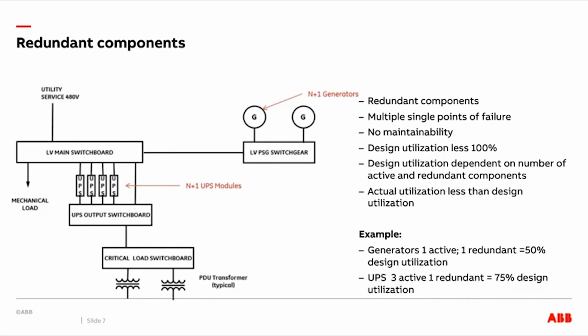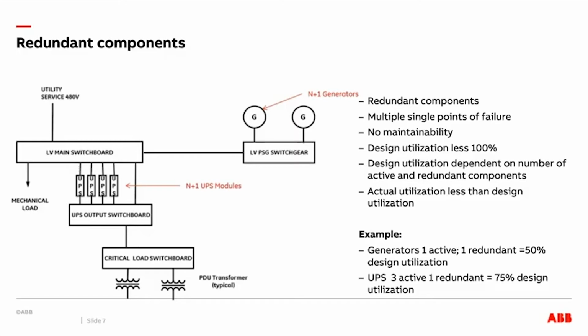A design with a single path and redundant components, referred to as an N+1 system, improves the reliability and the maintainability of the system by the use of redundant components, but there are still single points of failure. A single UPS module or single generator may be maintained without impacting the critical load, but many other components cannot be maintained without an outage.